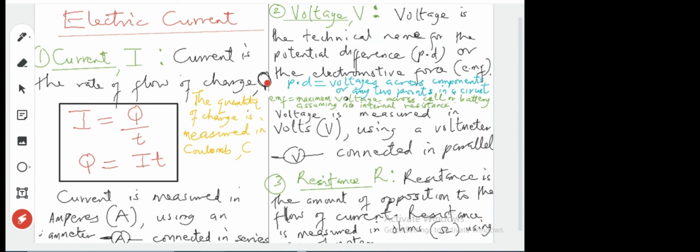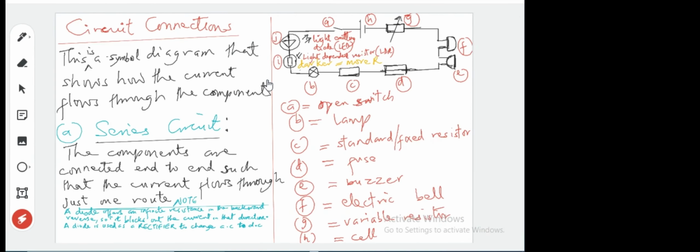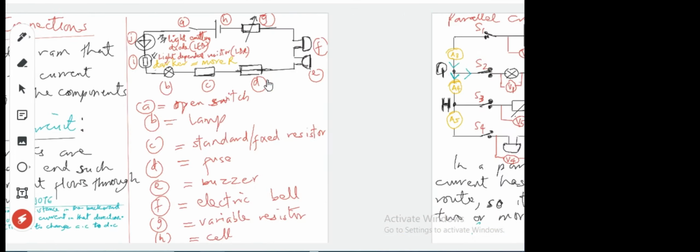Now, you think of potential difference as the voltage across 2 points in a circuit. You will understand it with this diagram. Let me show you this diagram.